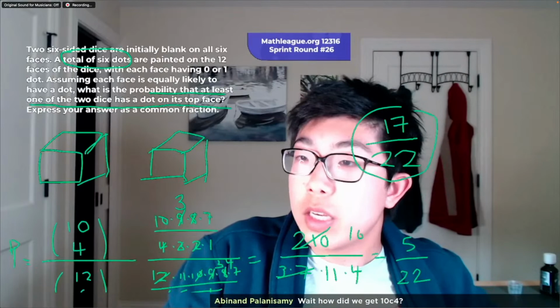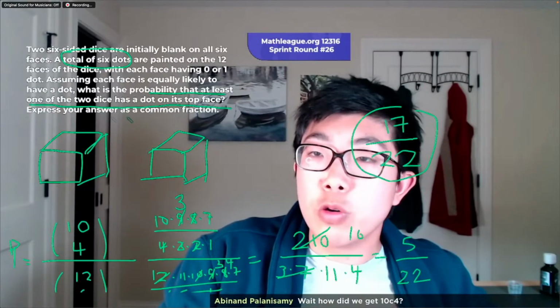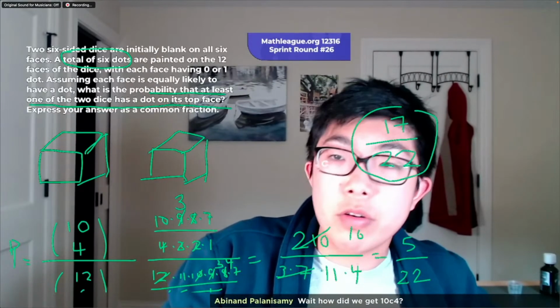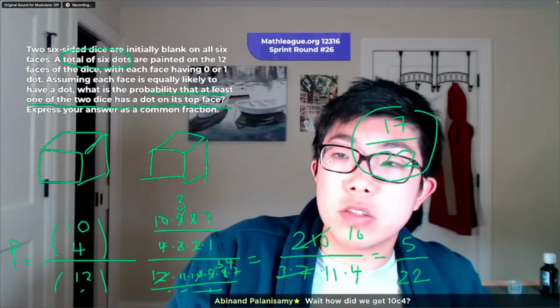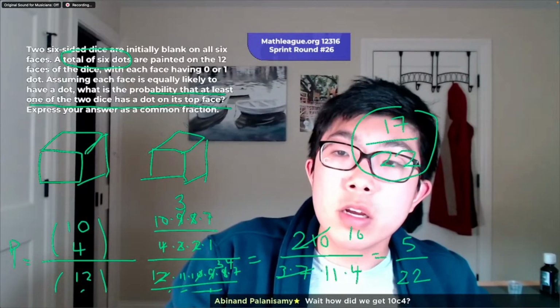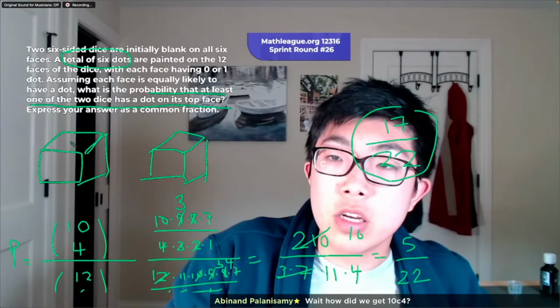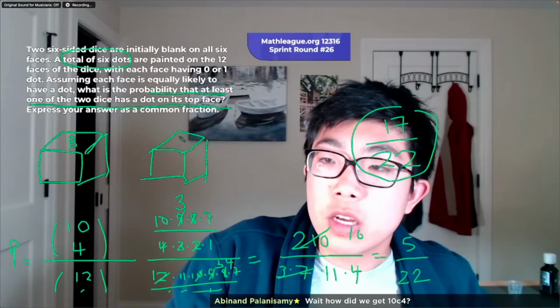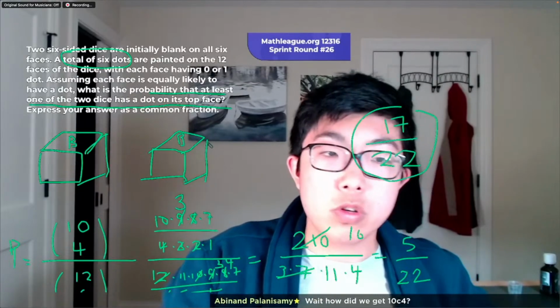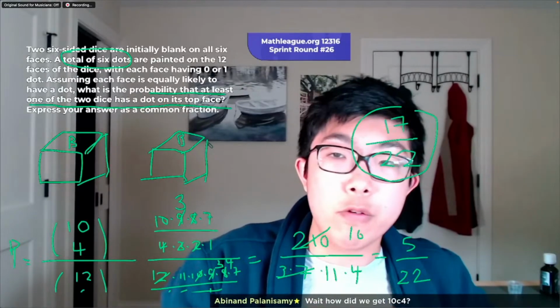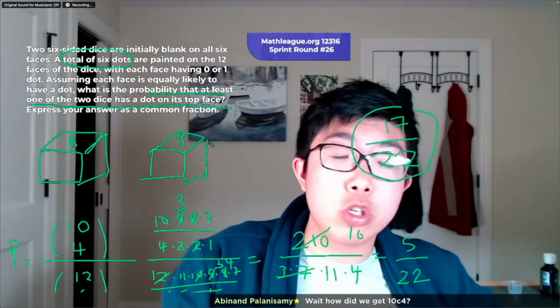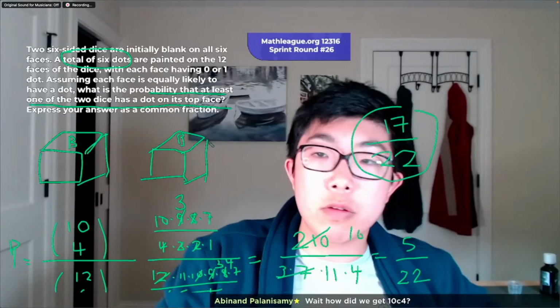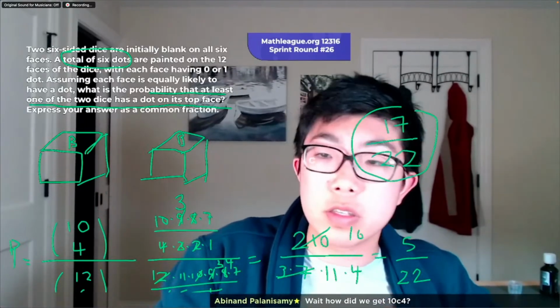Someone says, how did we get 10 choose 4? Right. So what I was doing here is I'm counting the probability that neither of these 2 dice has a dot on its top face, right? So we're kind of setting these as blank faces. Let me just write a B as a blank face. And we know there are 6 blank faces in total. So by making these blank, we have 4 other faces that are blank. So we're choosing 4 more from the 10 remaining faces that are blank, which is how we got this 10 choose 4.